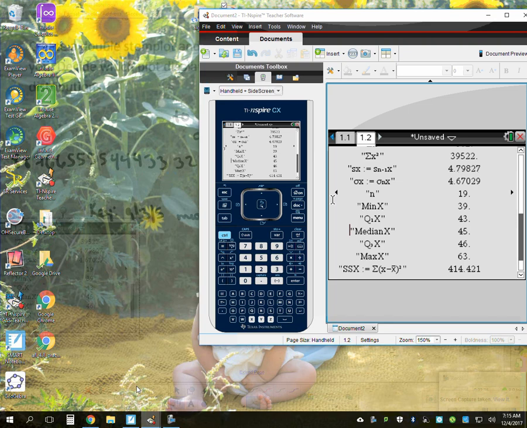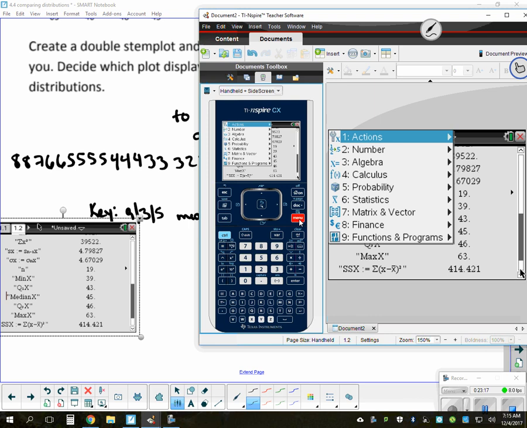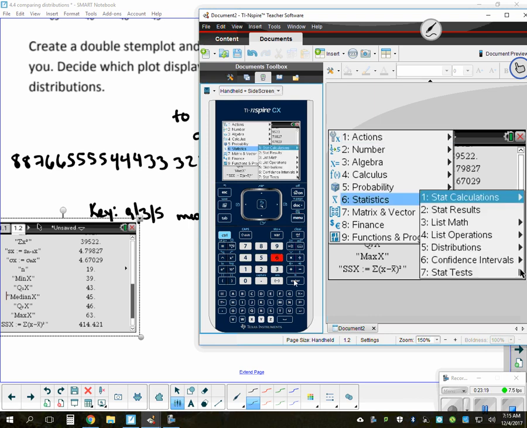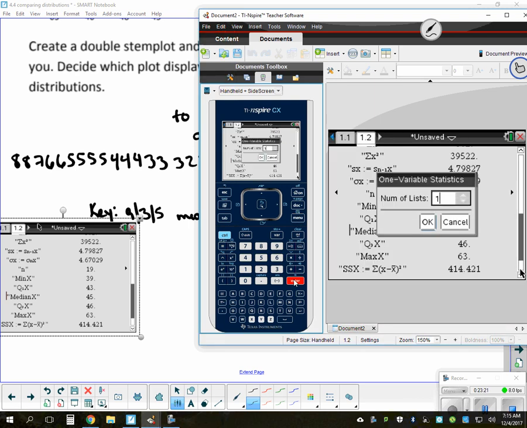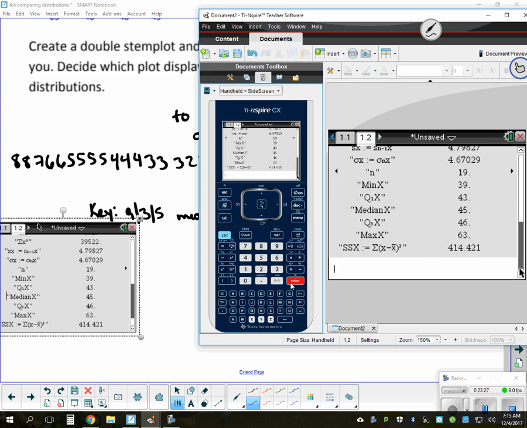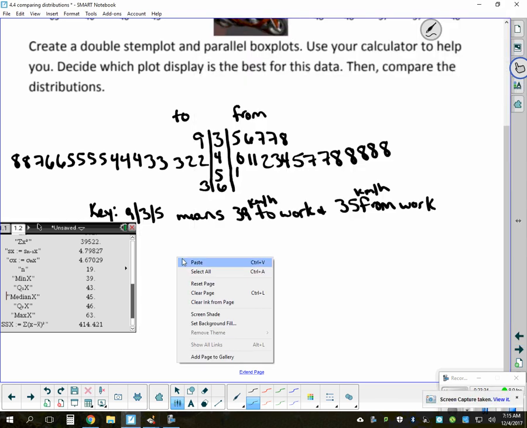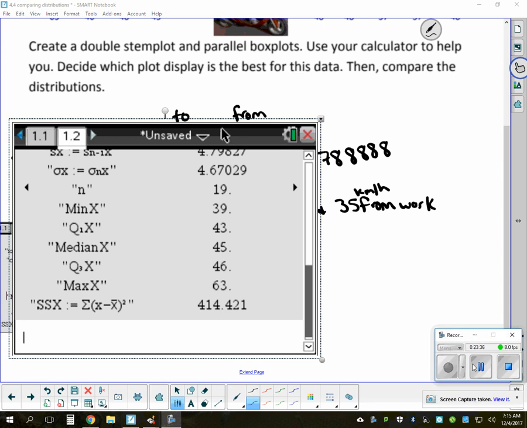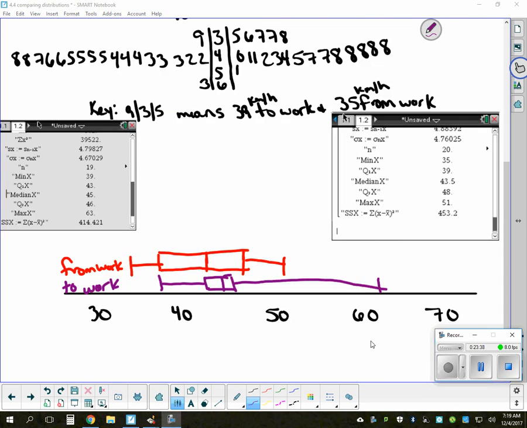And then I'm going to do the same thing. So Menu, Statistics, Stat Calculations, one variable statistics, still one list, but now I want to do it with list B, or whatever you might have named it. And again, there it is. Okay, so go make your box plot if you still have not done so. Okay, here's my box plot. I labeled which one was from work, which one was to work.